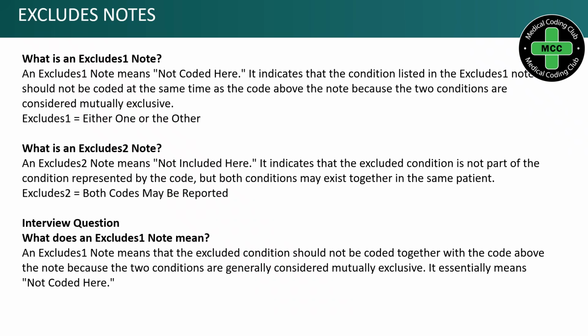So next, very important, Excludes1 notes and Excludes2 notes. An Excludes1 note means not coded here, and generally indicates that the two conditions cannot occur together or be reported together. So these conditions are considered mutually exclusive. In the same way, an Excludes2 note means the excluded condition is not part of the code, so that condition may exist together, and when it is appropriate you can use both codes. Okay, so just key points: Excludes1, only one ICD code will be coded; Excludes2, both ICD codes can be reported. You should really have a good understanding of both of them.